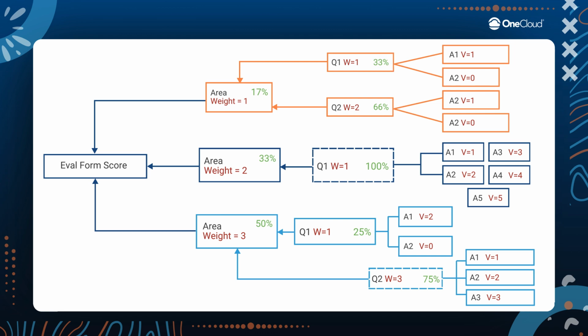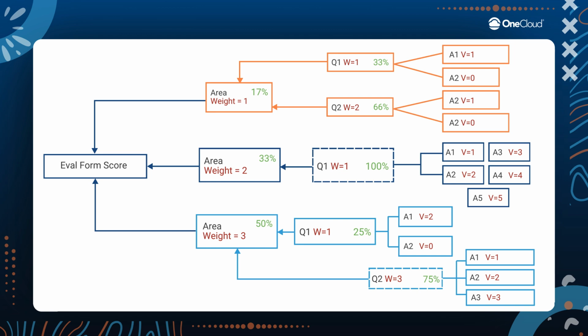I color-coded this diagram so that each area and its question and answer children have their own color to help distinguish between branches. The dotted boxes indicate questions for which multiple answers are possible, and the solid boxes indicate questions for which only 1 answer is possible. The rightmost boxes represent the question answers, and each answer's value is noted by its v-value.